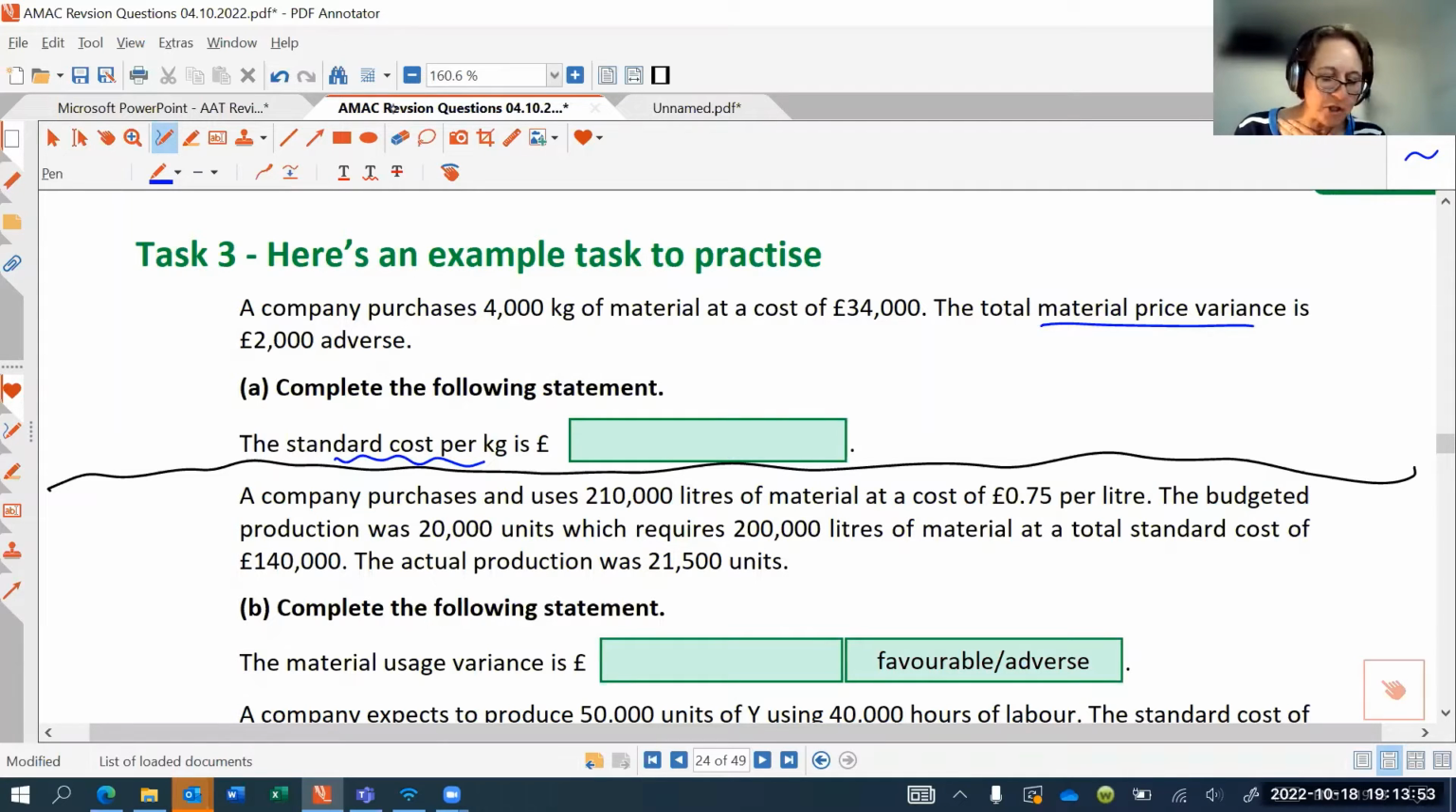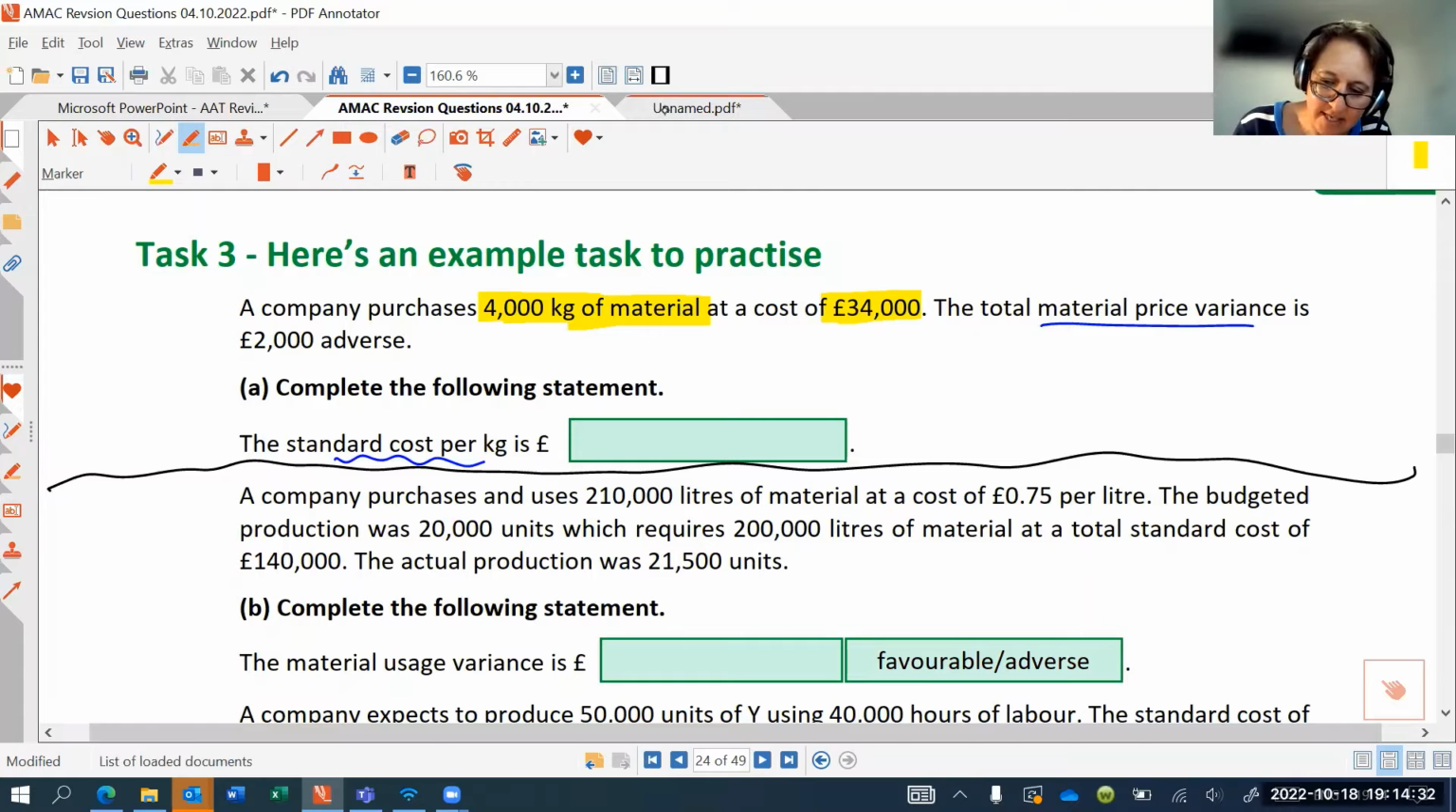We need to know the actual purchases. What did we buy? Well, we buy in kilograms. So a company purchases, past tense, 4,000 kilograms of material. They are my actual purchases. What did they cost? Well, they cost £34,000. So that is the actual information. Super important that I get together the difference between the actual and the budgeted information. That really does matter. So 4,000 kilograms costing £34,000 there.